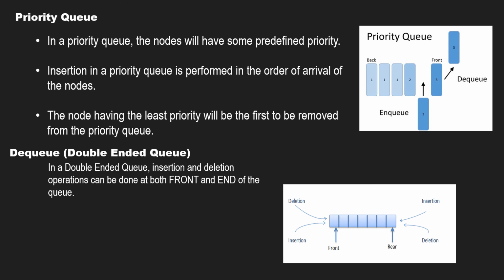The last is the double-ended queue or DQ. The double-ended queue allows insertion and deletion operations from both ends of the queue. That is, we can insert an element at the rear point and also perform deletion at the rear point. At the front point, we can delete an element and also insert an element in a DQ.